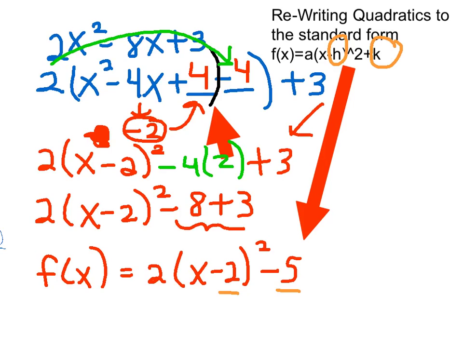Those points are making up the vertex. The h is the x value. Okay, so a vertex is an x and y. It's a point on the graph. That's the h, and that's the k from above.